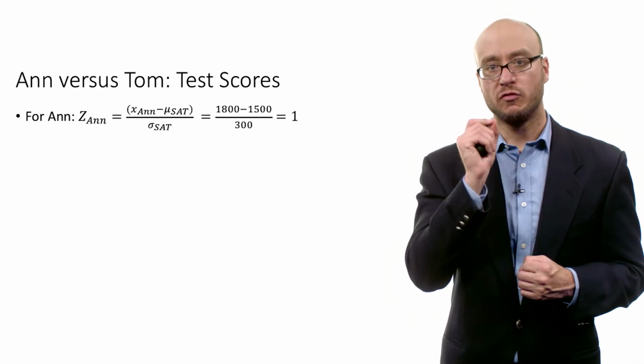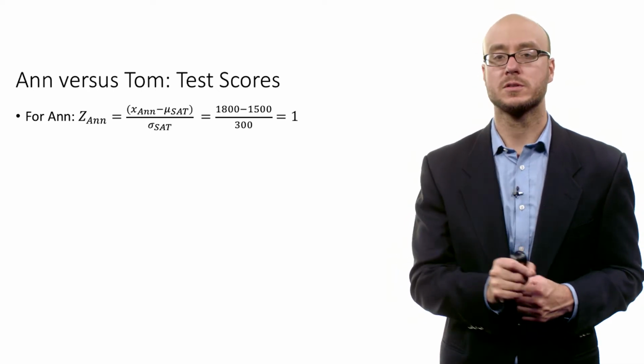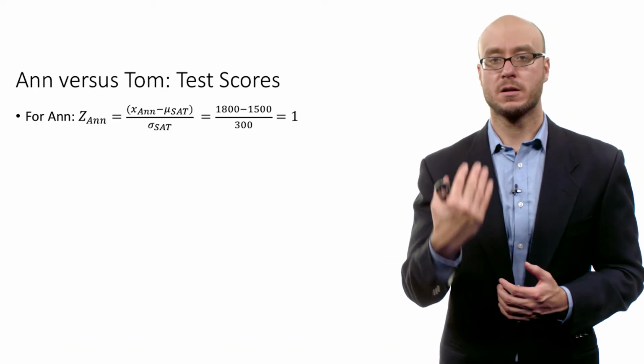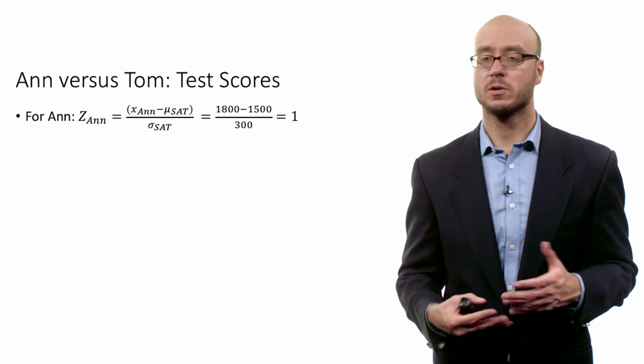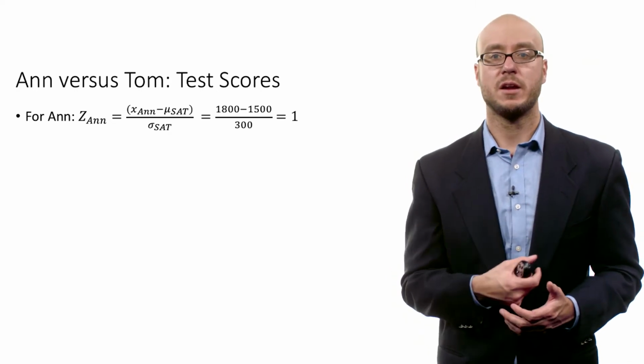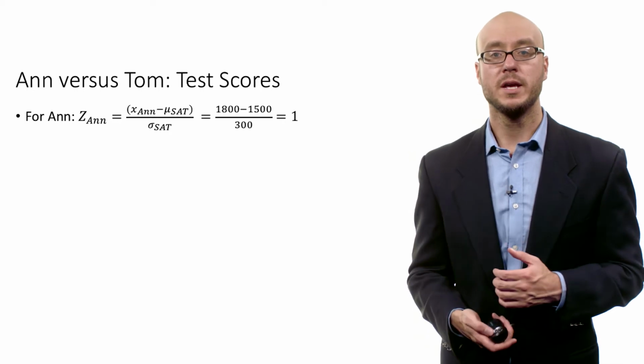What we can do is we can convert Anne and Tom's scores into standardized scores, or z-scores. And then we can compare their z-scores. Keep in mind, a z-score is just a standardized score. You can think of it as the number of standard deviations above or below the mean.